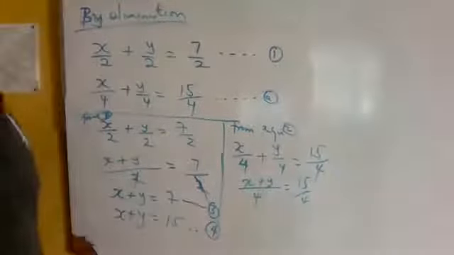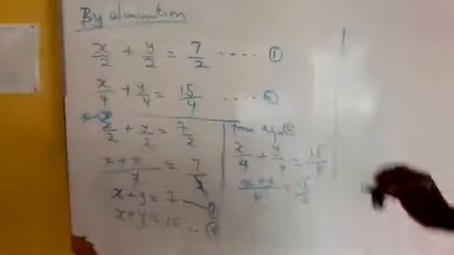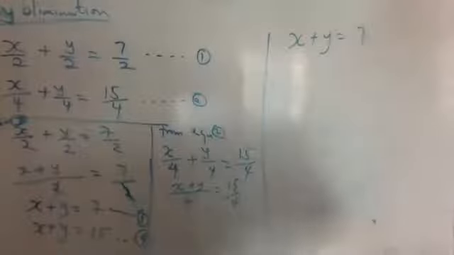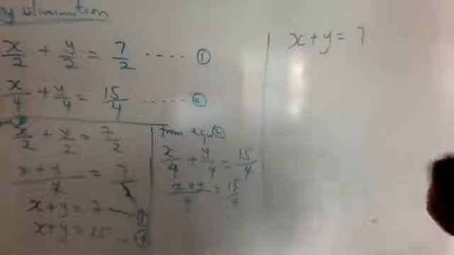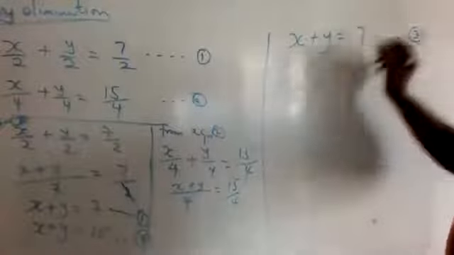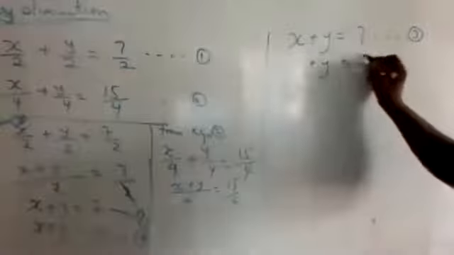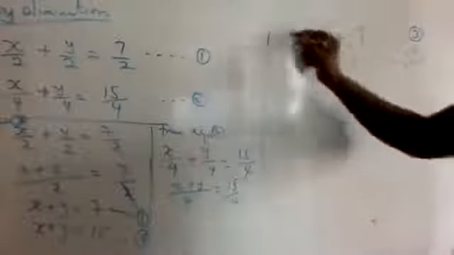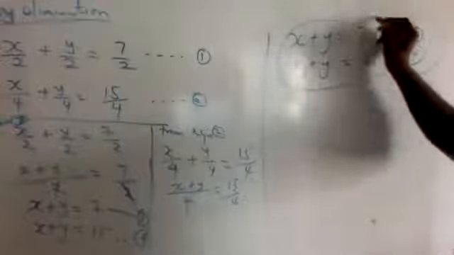So you can see, even if you are given a fraction, you should learn to convert it to a straight or horizontal form. Don't try to solve it as a fraction. Because it will be difficult for you to eliminate. So this will be equation 3, and this will be x plus y is equals to 15, and this will be equation 4, and then you solve. Are you getting me? So I'm sure we can solve from here.